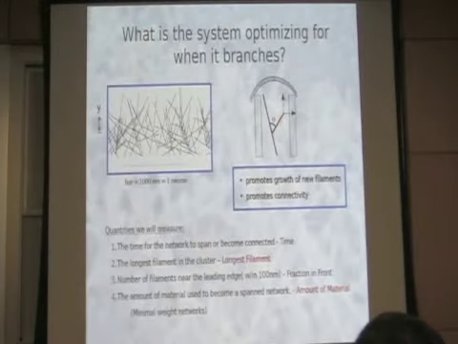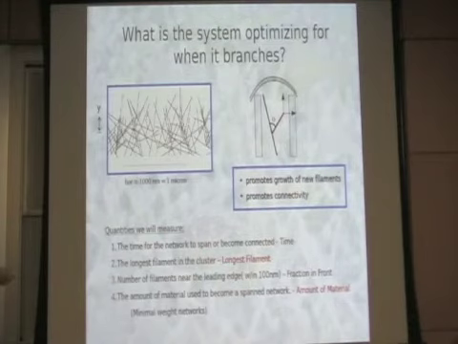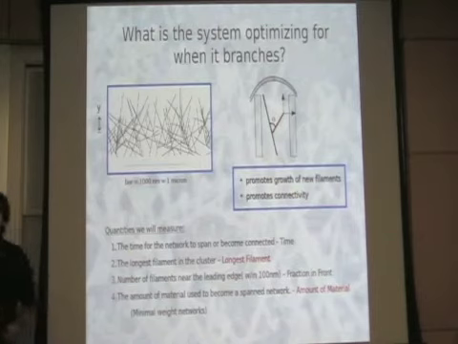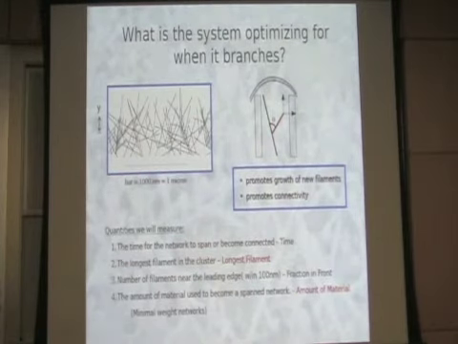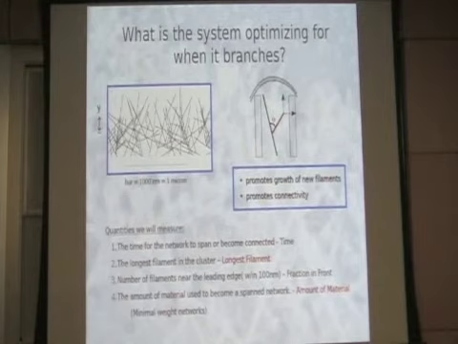So one question we're interested in is, what does branching do for the system? Two things that a branch can do is it can either grow forward in the direction of the membrane to keep up with the modal edge, or it can reach out to the existing network and connect up, which could provide some sort of stability, elastic stability.